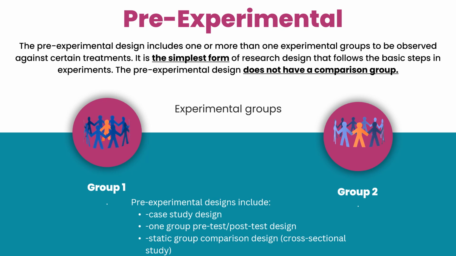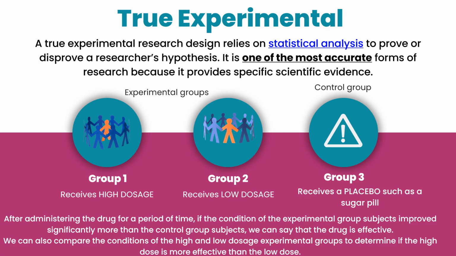So just think about when it's pre-experimental, it is just basically groups against whatever the treatment is. Nothing is being compared against or anything like that. Now, true experimental, or just experimental design research, relies on statistical analysis to prove or disprove a researcher's hypothesis. It is one of the most accurate forms of research because it provides specific scientific evidence, which is why they call it true experimental.